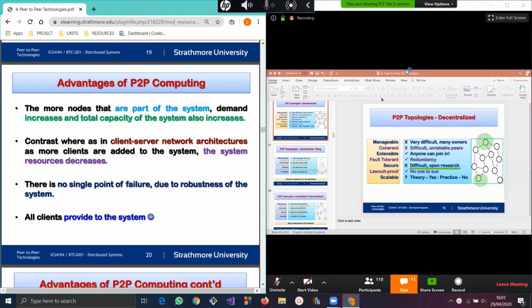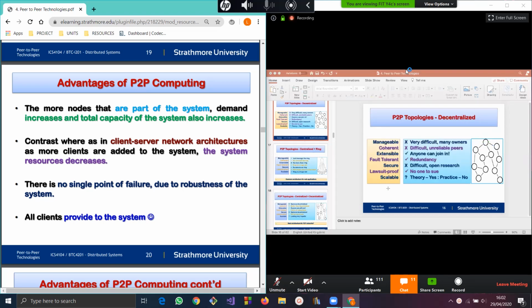Like in this case here, we have a scenario where this one is connected to here, it's connected to here, it's connected to that. So we still have those connections going on. So whatever you are trying to prevent will still not be possible. Lawsuit proof, no one to sue. Whom are you going to sue in this scenario? Because there are several that are connected, so it becomes very difficult for you to sue.